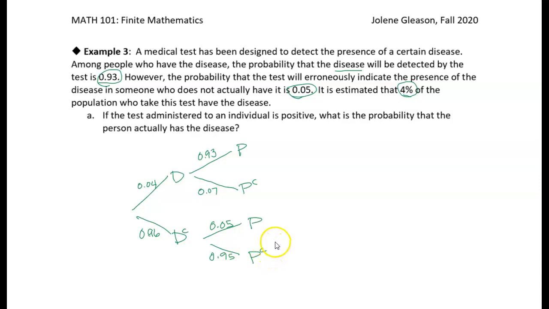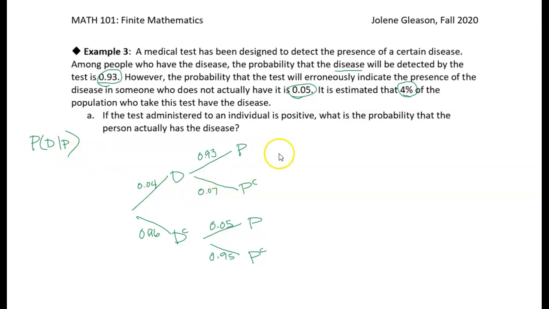So now we want to know: if a person comes in and tests positive, what's the probability that they actually have the disease? Let me write it over here. We want to figure out the probability of having the disease given that you test positive.